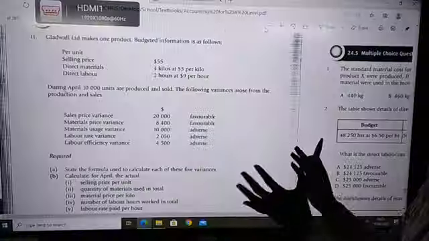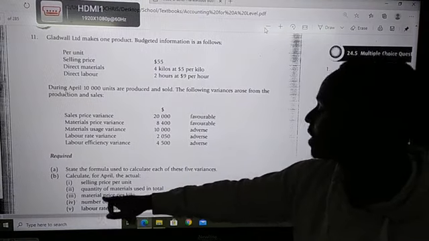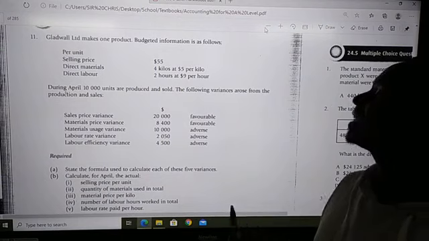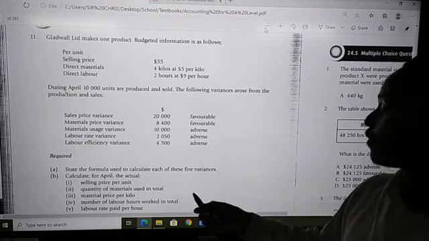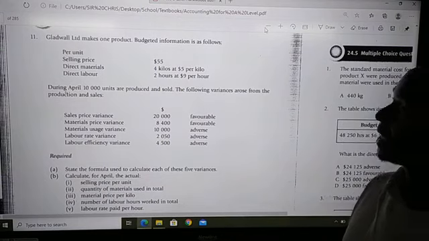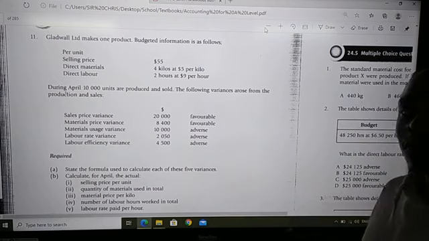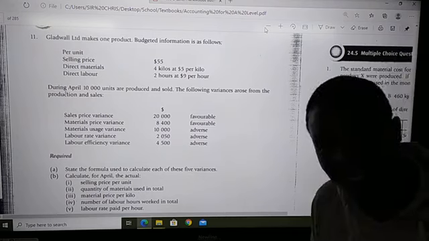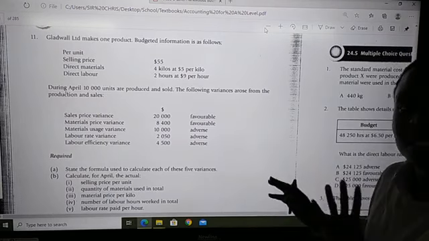I first summarize from the question here. They want us to calculate the quantity of material used in total. So for the quantity of material, the formula for quantity, remember, it's standard quantity minus actual quantity multiplied by the standard price. SQ minus AQ, then in brackets times standard price.